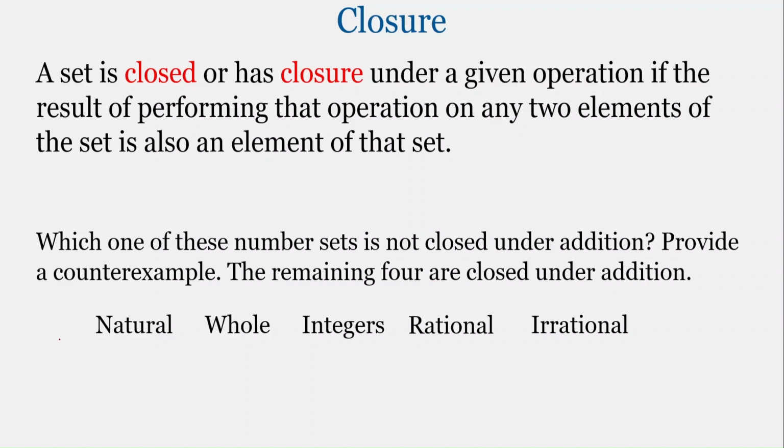We previously looked at the natural numbers. So these are the 1, 2, 3, 4, onwards to infinity. So any 2 natural numbers we add, so 2 plus 4, well, that's equal to 6. That's a natural number. Any 2 natural numbers that are added together will result in a natural number. So this is closed under addition.